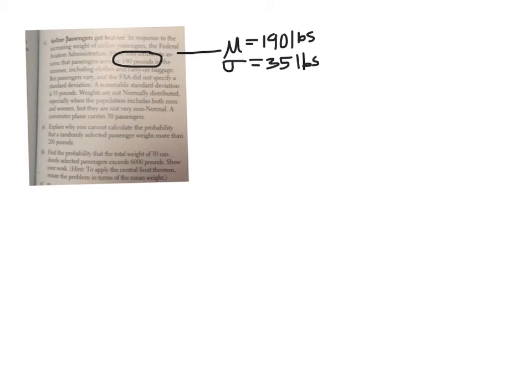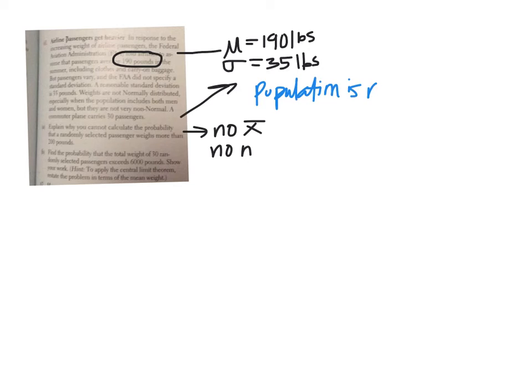So part A says, explain why you cannot calculate the probability that a randomly selected passenger weighs more than 200 pounds. All right, here's the deal. Do you notice that there's no X bar here? There's no N, like there's no sample size, there's no X bar. This particular question is not talking about a sample, it's talking about the population itself. And we were told that the population is not normal. And so we can't find a probability.